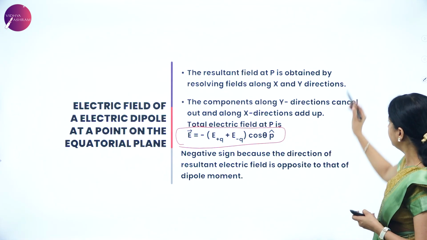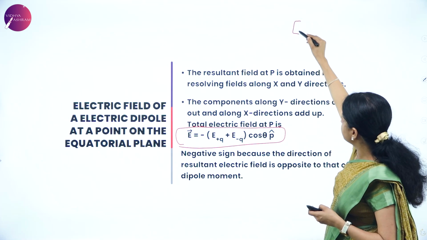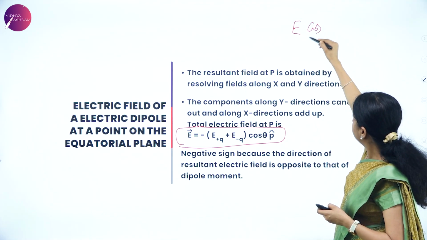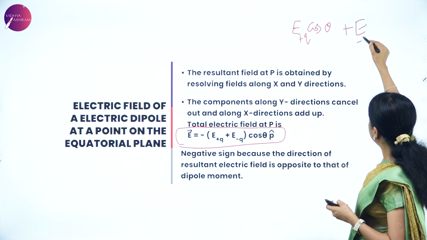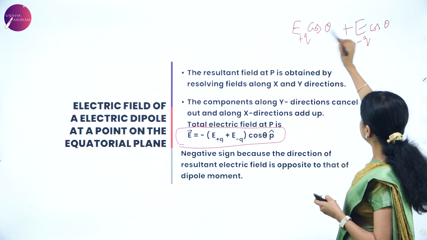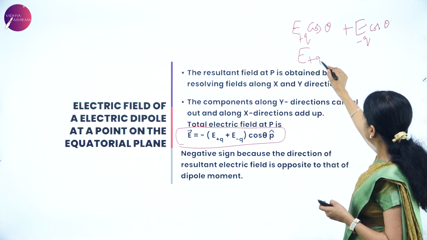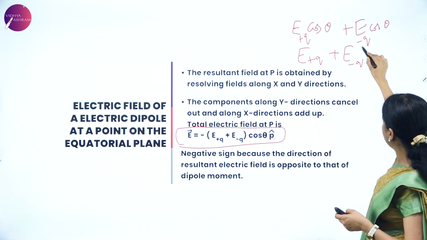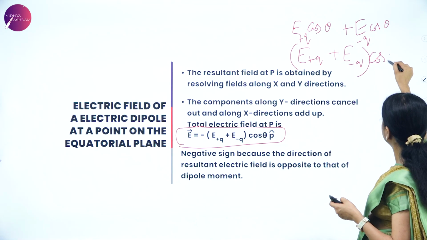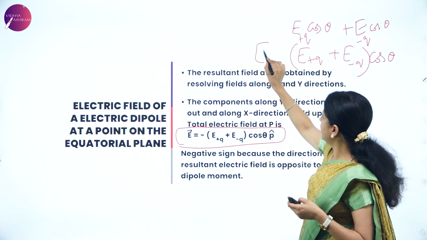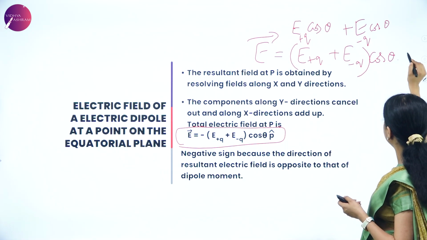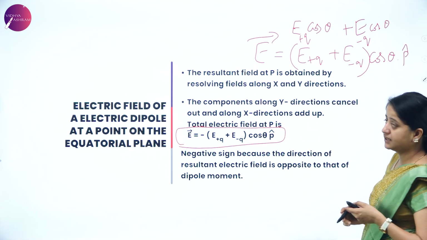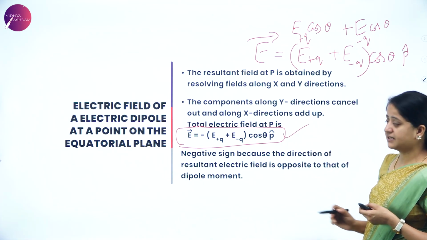Because we have the components along the x-axis, that is E due to +q cos theta plus E due to -q cos theta. So from this we can take E plus q plus E minus q common and we remain with cos theta. Since we are finding the electric field at a point P, which is a vector quantity, I have to represent this in unit vector. So it is with P cap. So we arrived at this expression.